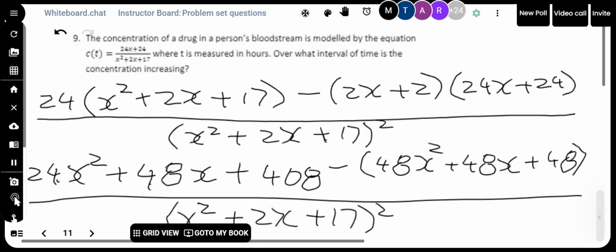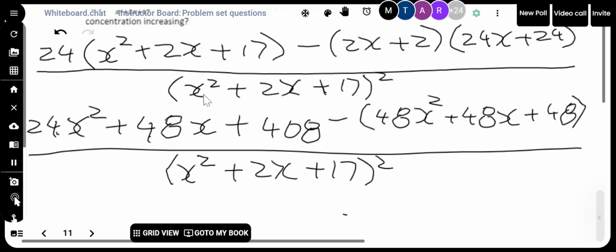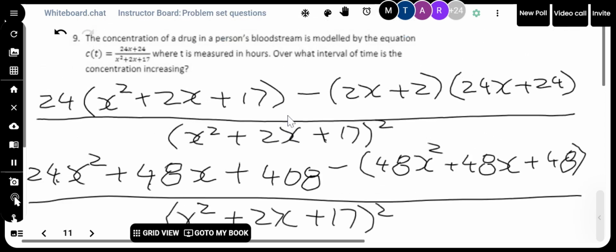Okay, so let's get back to the question. So we now had to find the c prime of t, the derivative of this function with respect to time. So we did that. The top derived multiplied by the bottom using the quotient law here, minus the bottom derived multiplied by the top. There we go. And that's all over the denominator squared, right? So then we multiplied out the first one, 24x squared plus 48x plus 408. You helped me out with that part.